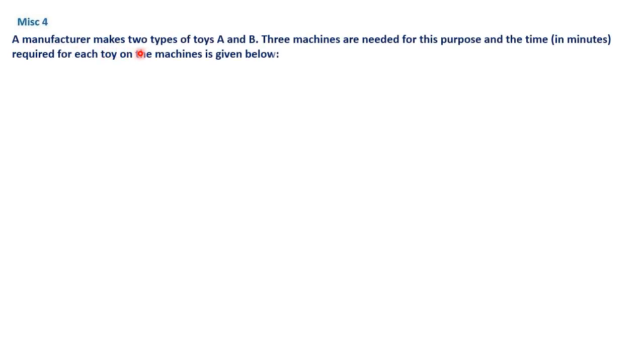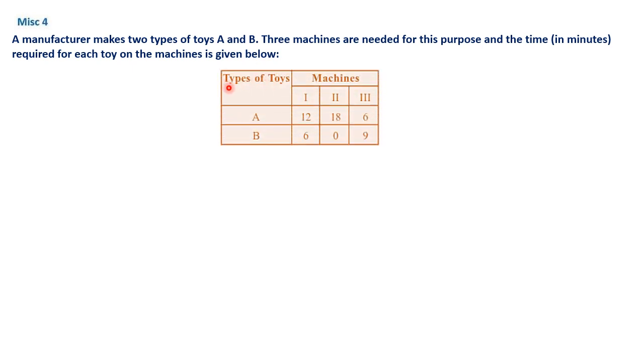Next we shall discuss question number 4 from the miscellaneous exercise. A manufacturer makes two types of toys A and B. Three machines are needed for this purpose and the time in minutes required for each toy on the machines is given below. There is a table, types of toys A and B, machine times also given: 12 minutes, 18 minutes, 6 minutes, 6, 0 and 9 minutes respectively.